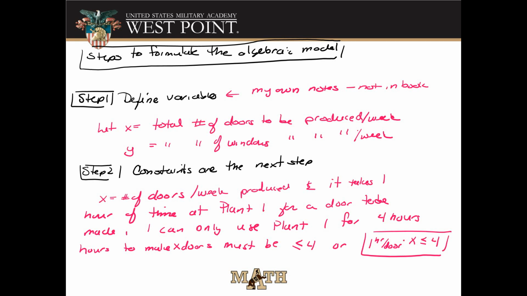And then constraints are the next steps. X is the number of doors per week it produces. It takes 1 hour per door, times the number of doors, has to be less than 4. And I make sure the units actually work out in my head. This is 1 hour per door times the number of doors. The doors will cancel, leaving hours, and 4 is the number of hours.